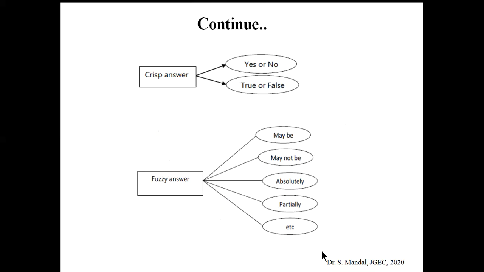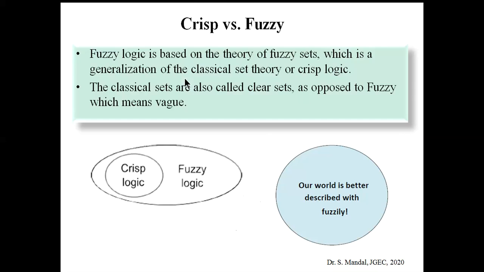You can see that if we call it a crisp answer, for the crisp answer or for conventional set theory, the answer will be either yes or no, true or false, 1 or 0. However, in case of fuzzy, the answer will be like maybe, may not be, absolutely, partially, or extremely, like this.